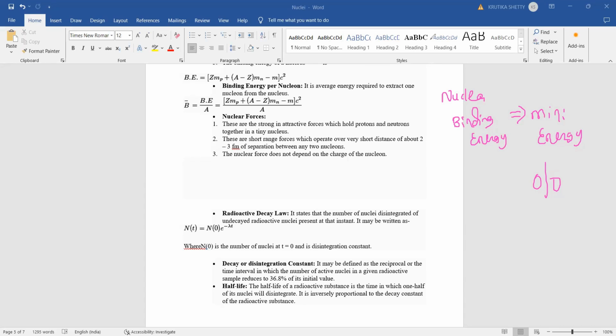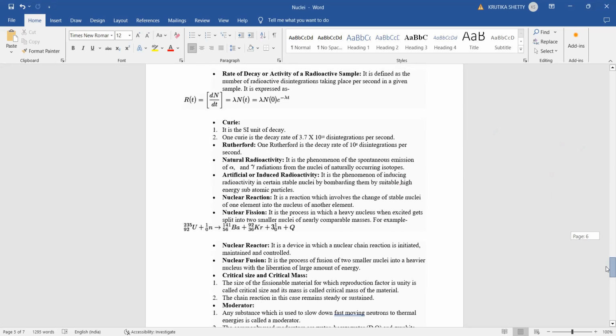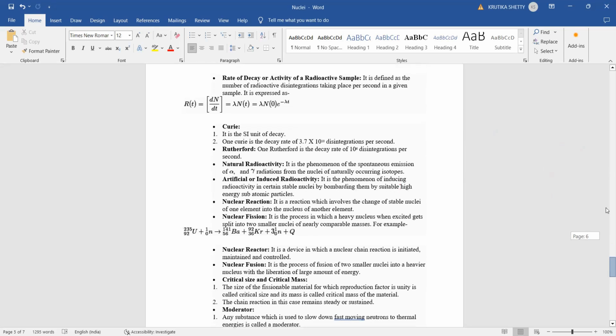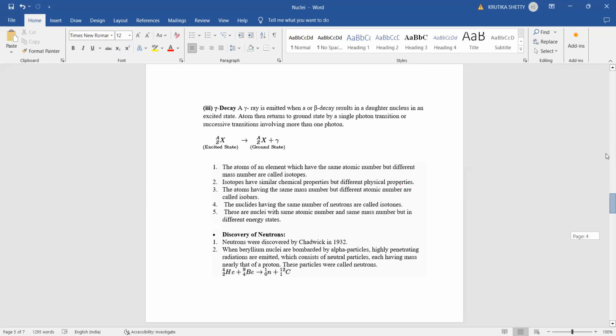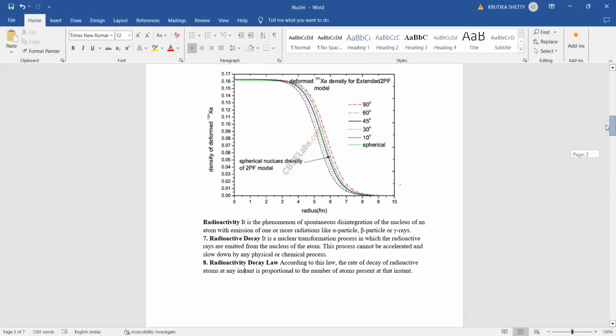Next point. Okay, now we will see what all is remaining. Related to radioactivity we have this now. So let us see some points, then after that in the next class we can continue.